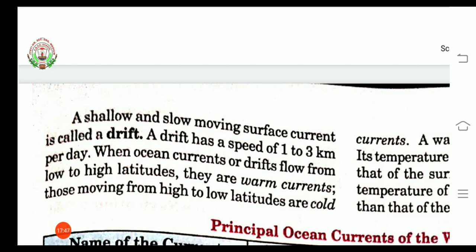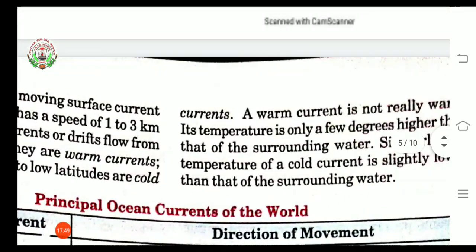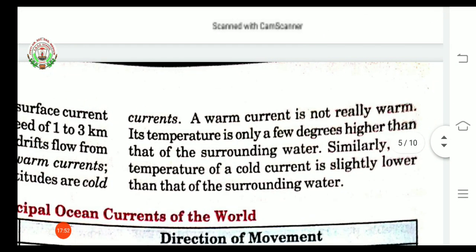In the same manner, a cold current is not really cold. Its temperature is only a few degrees lower than the temperature of the surrounding water.